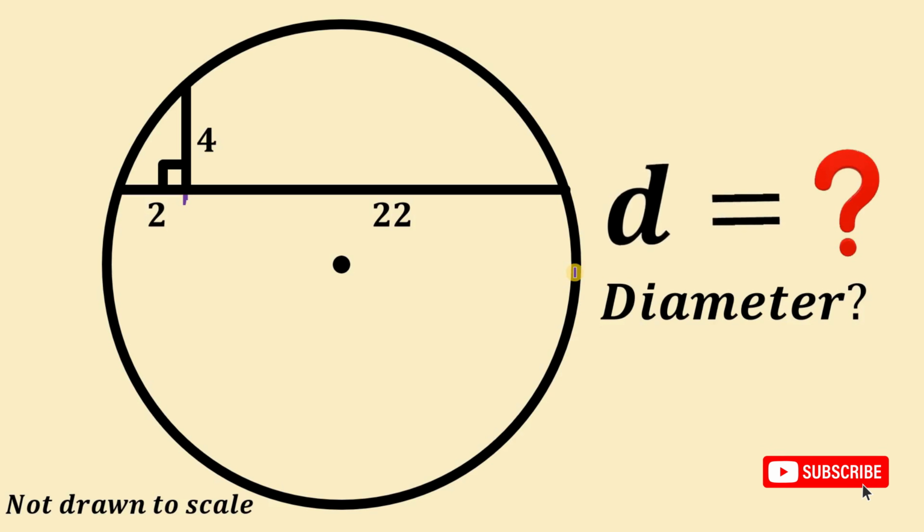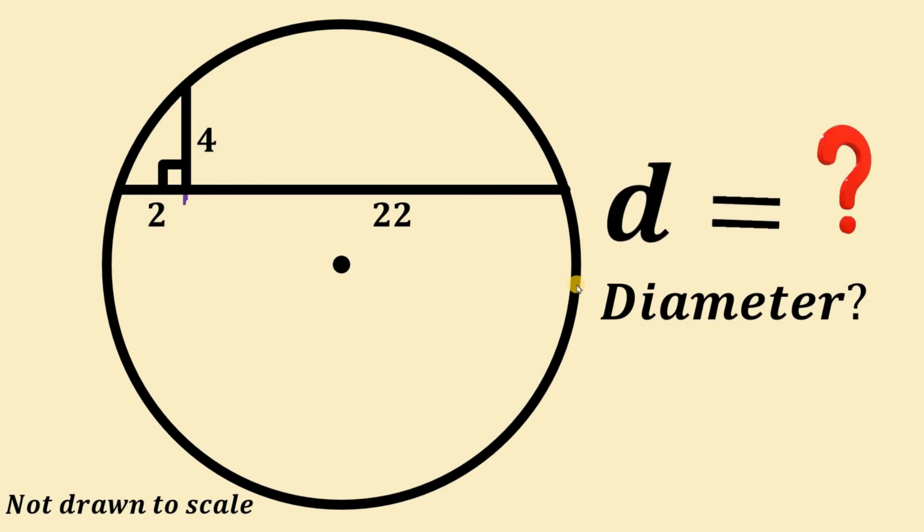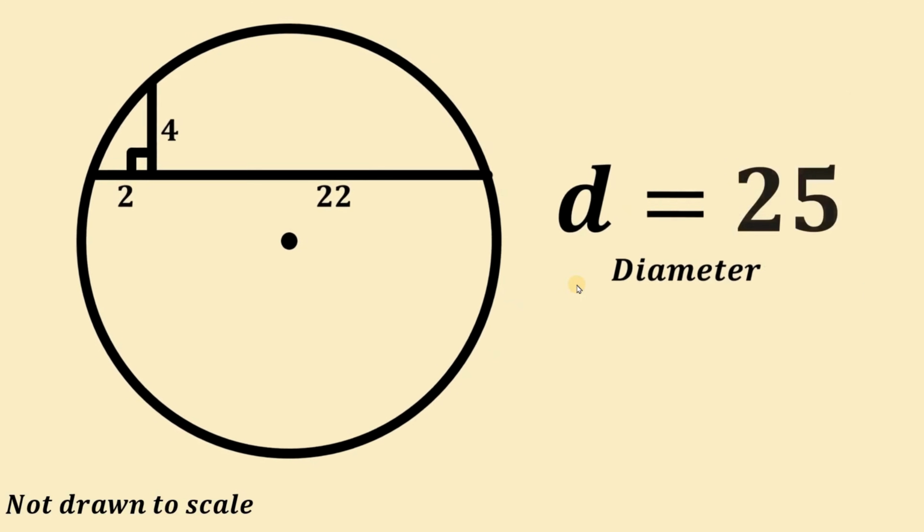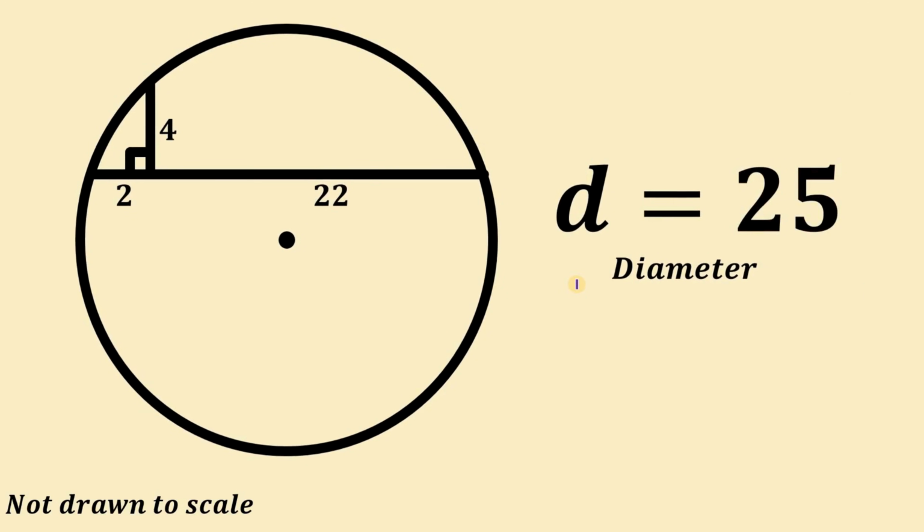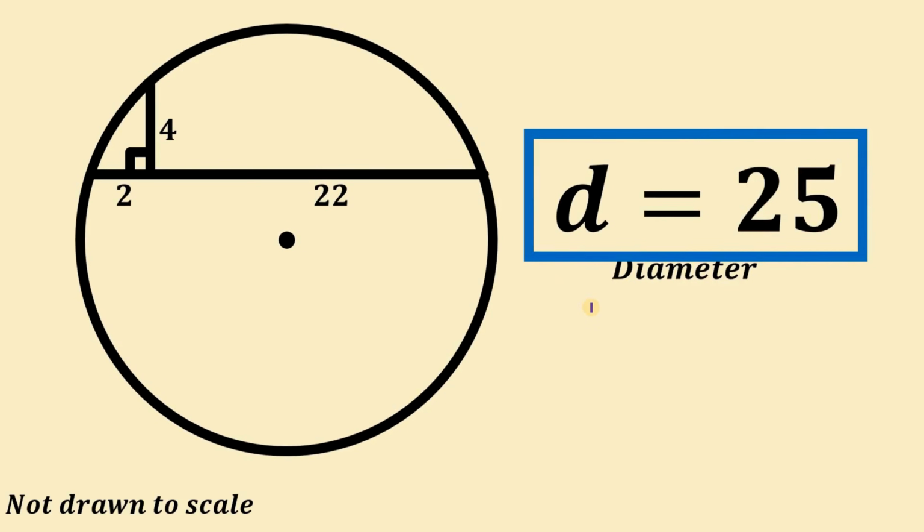Now pause this video right now and see if you can answer this question, because I will show you the answer and the solution in 3, 2, 1. Alright, the answer to this question, the length of the diameter of the circle simply equal to 25 units. Now the question is, how do we get 25 units? And on this video, I will show you 2 methods to answer this question.